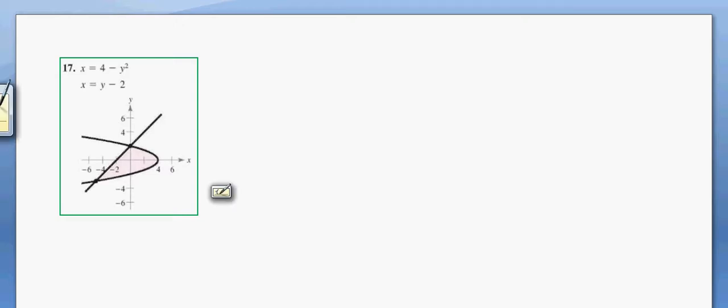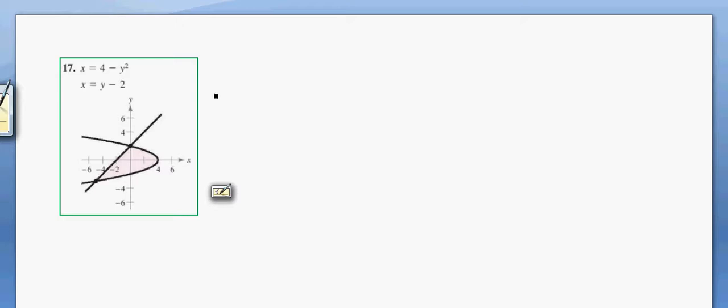Okay, so we're going to go over the paper part of this homework because a lot of you didn't seem to be able to get it. We were asked to find the area between these two curves two different ways. We're expecting the same answer since it's the same area. First I'm going to do this with respect to y.